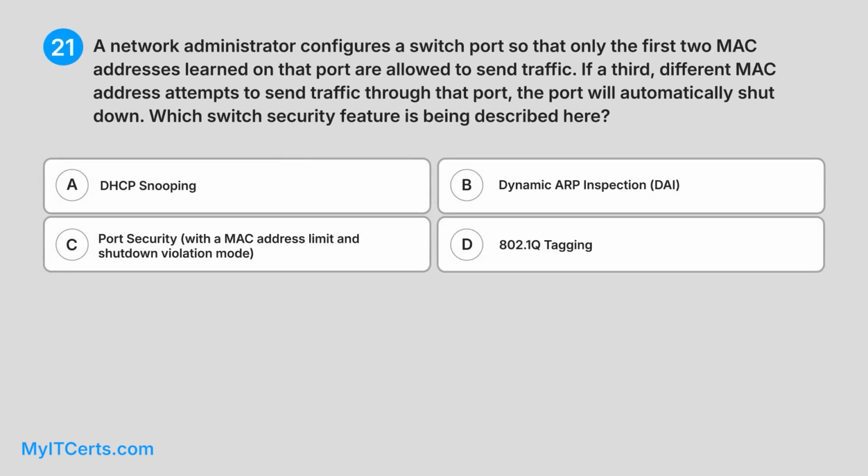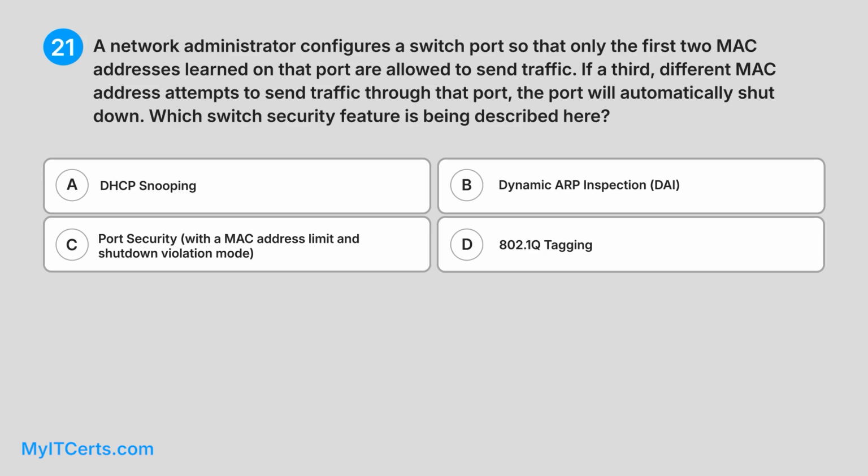21. A network administrator configures a switch port so that only the first 2 MAC addresses learned on that port are allowed to send traffic. If a third, different MAC address attempts to send traffic through that port, the port will automatically shut down. Which switch security feature is being described here?